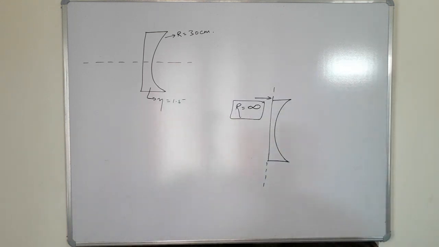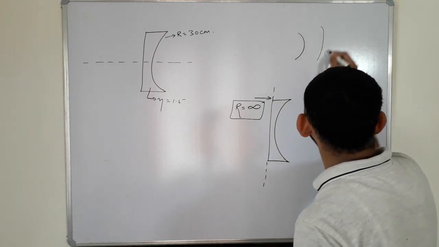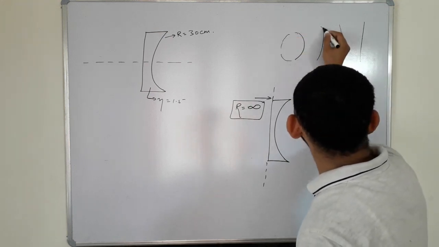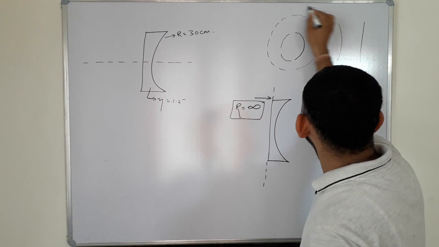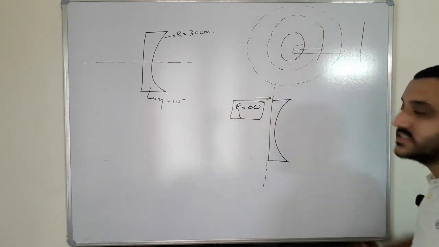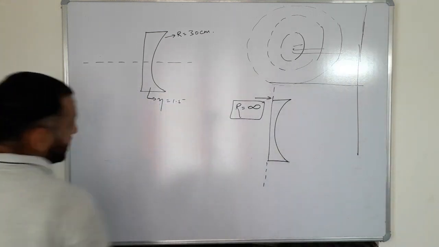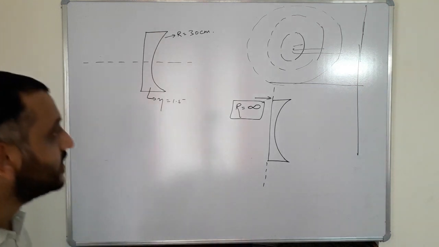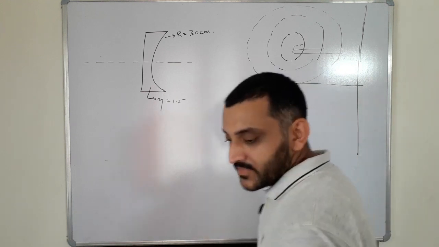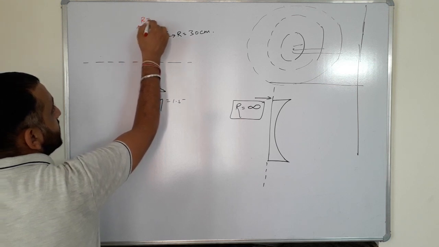Suppose this is a curved surface, this is less curved, this is even less curved, and this is straight. As the curve becomes less, the radius of curvature keeps on increasing. See, if we make it straight, then the radius of curvature will be infinite. So the radius of curvature on the left hand side will be infinite.